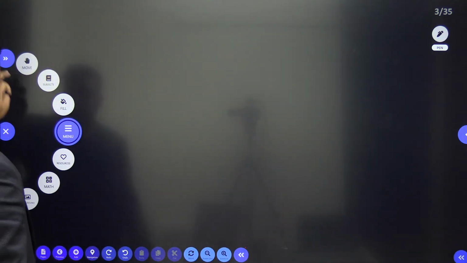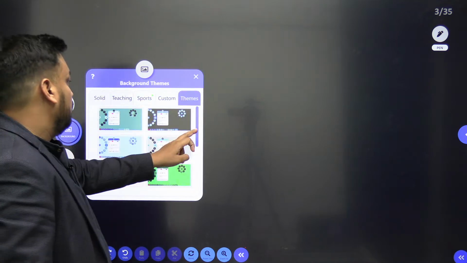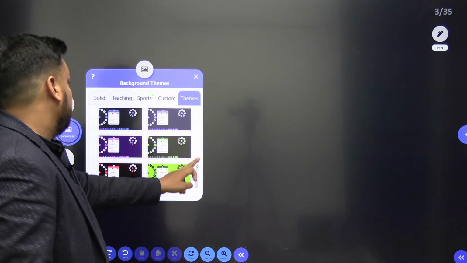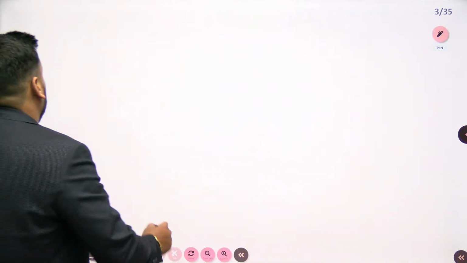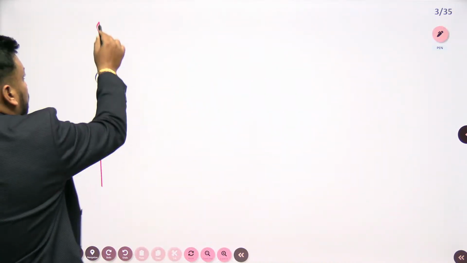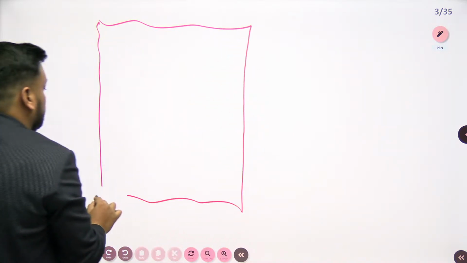I should take the white background only. So let me take the light theme. Okay. So students, you should tell me here. I told you some values you need to remember.